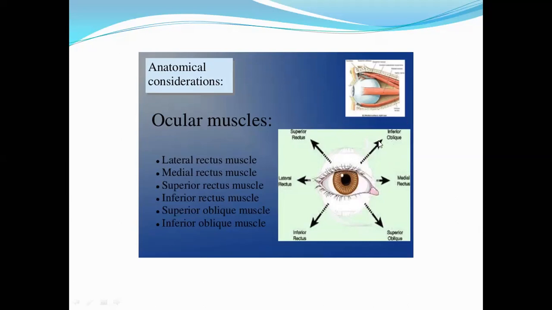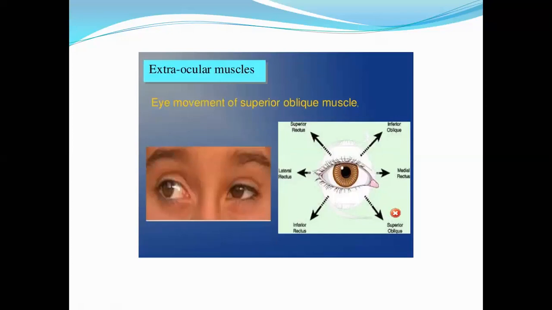And mind this, that the inferior oblique muscle has its name though it is in the superior position, and the superior oblique is in the inferior position, but it has the name of superior oblique because of its movements. These are the extraocular muscles. Here we can see the superior oblique muscle movements in this patient's slide.